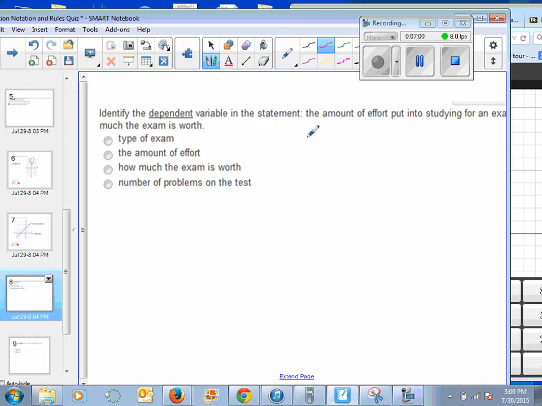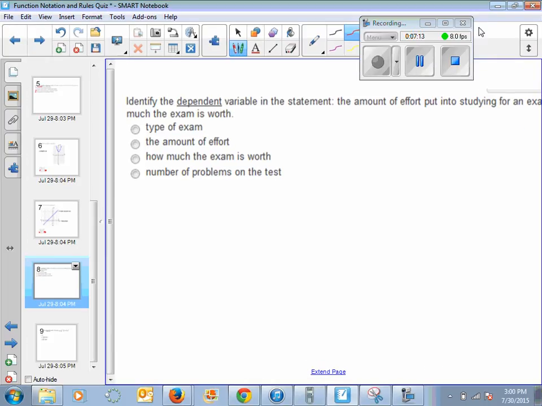Okay, and the last one: identify the dependent variable in the statement. The amount of effort put into studying for an exam. For an exam, how much the exam is worth. So the amount of effort you put in is probably dependent on how much it's worth. Meaning, if a test isn't worth very much, you might not put a whole lot of effort into studying. However, if it's worth a whole lot, you're going to put more effort into studying. So that's why the amount of effort is dependent.